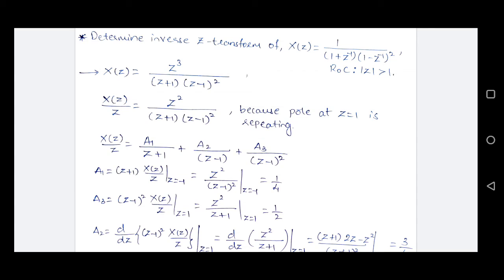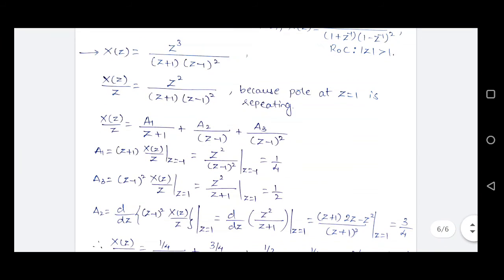So expressing the given Z transform in the positive powers of Z, we can rewrite it as Z cube divided by Z plus 1 Z minus 1 whole square. Again expressing X of Z divided by Z, the numerator will be Z square this time, divided by Z plus 1 Z minus 1 whole square. Now because Z equals to 1 is repeating, the partial fraction approach will be the second method that we saw.